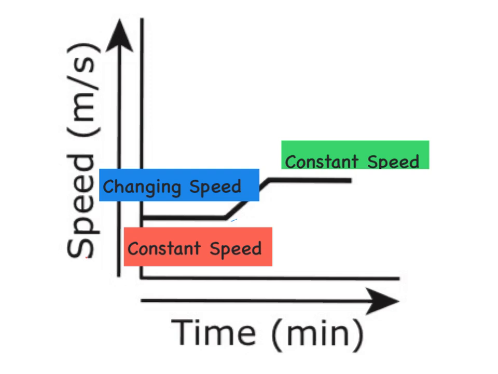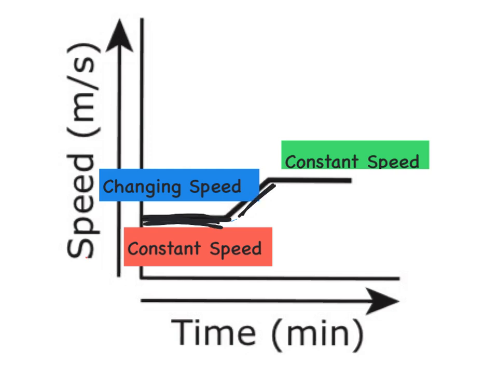So reviewing one more time, the first part of the graph that is flat has constant speed, so the object is moving, but it's moving at the same rate. So maybe it's 10 meters per second, 20 meters per second, 30 meters per second. It's not changing, it's not speeding up or slowing down, it's remaining the same. So our forces are balanced.